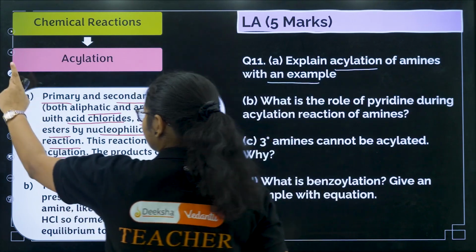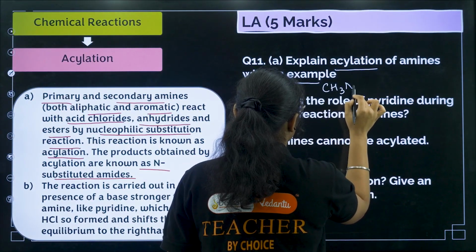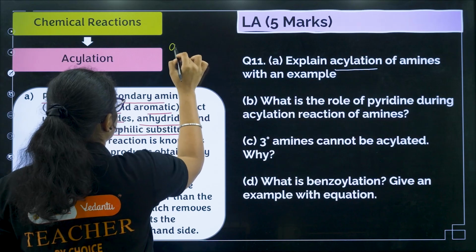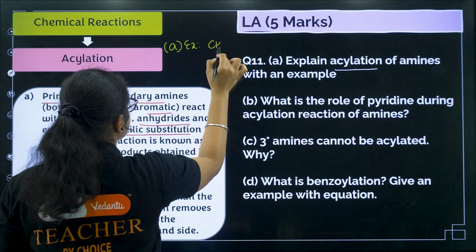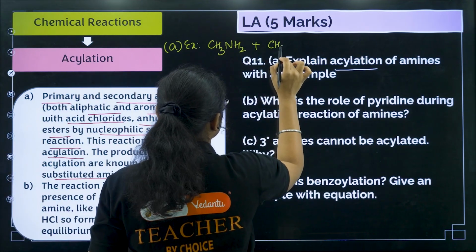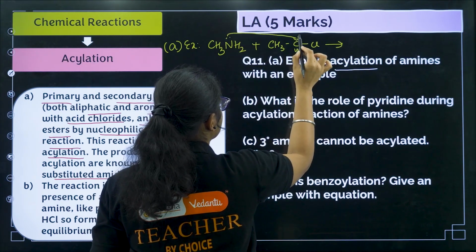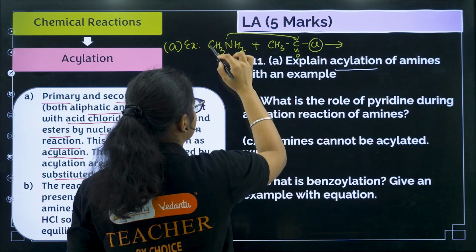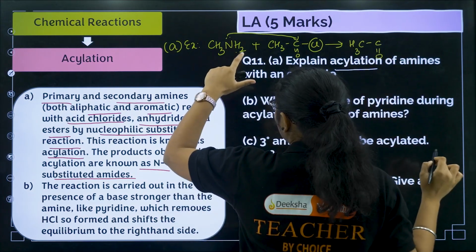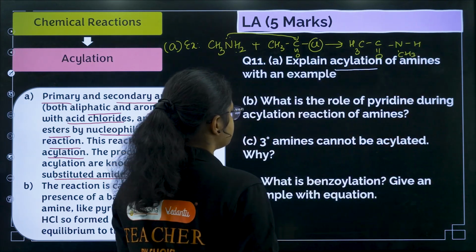Okay, give an example. So we will write one example here. Suppose CH3NH2 plus I want to react it with this acyl chloride, CH3COCl. What will happen? The lone pair will attack here, right? So this Cl will be replaced, HCl will go and it will be replaced with this group. So I will get CH3C=O, NH, CH3. Okay, so that is substituted amides.